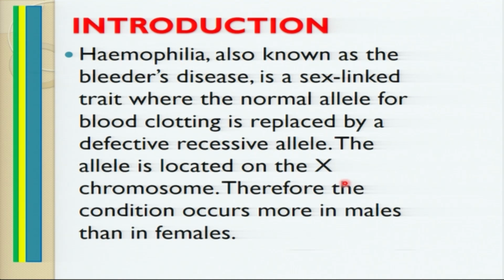And we mentioned that haemophilia is a sex-linked trait. When I talk about a sex-linked trait, it is linked with sex chromosomes, where the normal allele for blood clotting is replaced by a defective recessive allele. The allele is located on the X chromosome, not on the Y chromosome. Students, remember I said the Y chromosome does not carry any defect, because it is referred to as genetically empty. Therefore, the condition occurs more in males than in females.